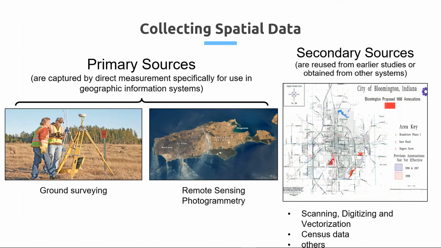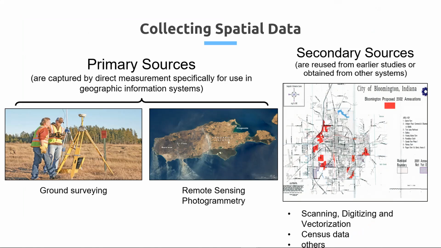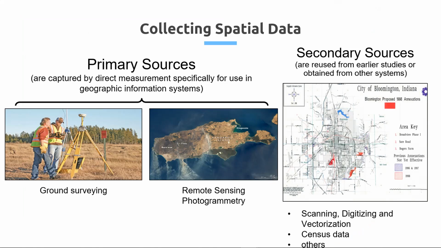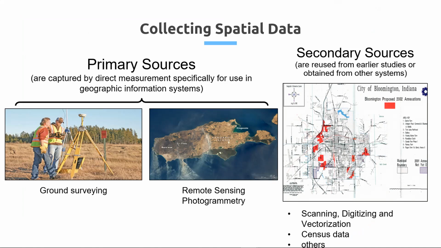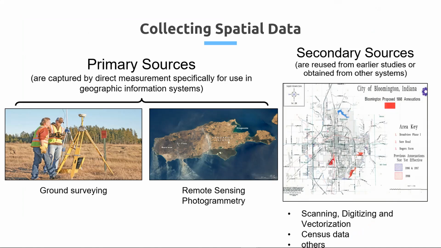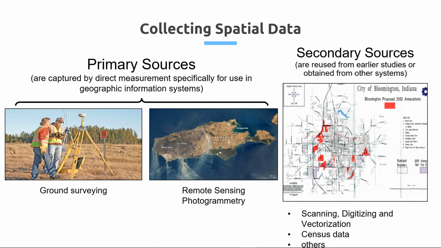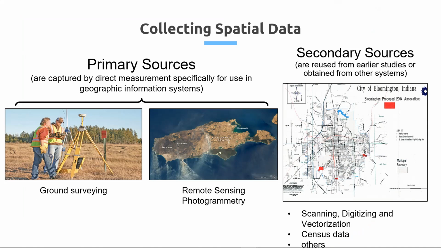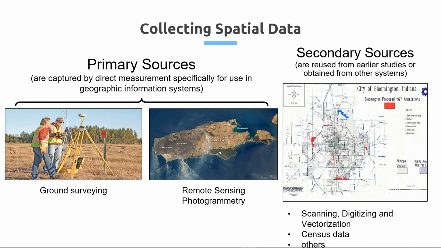Okay, now, as far as collecting spatial data, we've got primary source data. If you're a historian, or you know anything about history, this works similarly to historical documents. These are data that are directly measured and captured by doing things like ground surveying, which is on the left, or remote sensing, which we'll talk about today, and photogrammetry.